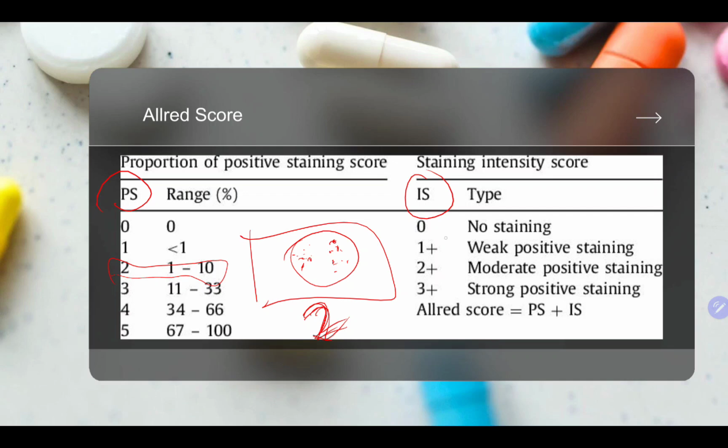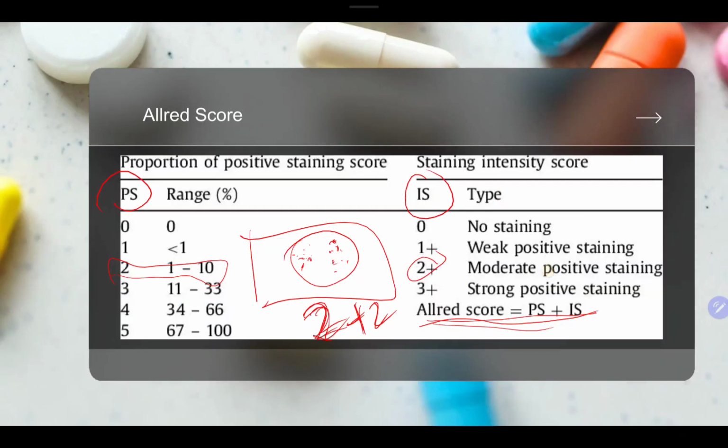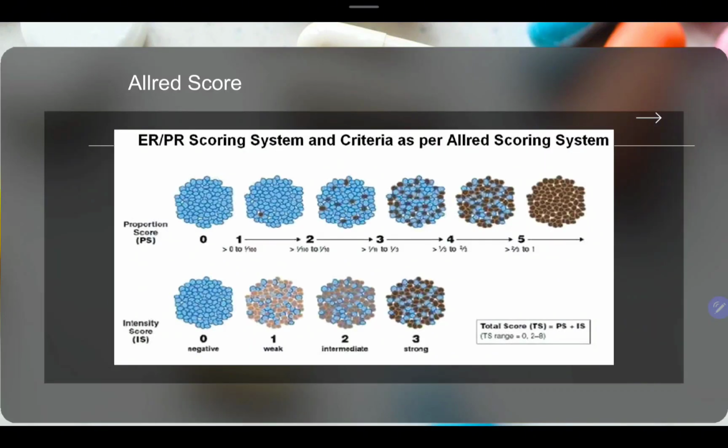So, let's say for example nabasa ni doc is 2 plus 2. So, i-add lang yan sila, no? 2 plus 2, yan po yung magiging Allred score. Okay? So, meron pong meaning yung score natin, no? So, let's say for example, ito, in this case, 4, diba? 2 plus 2, 4. So, may meaning po yan.